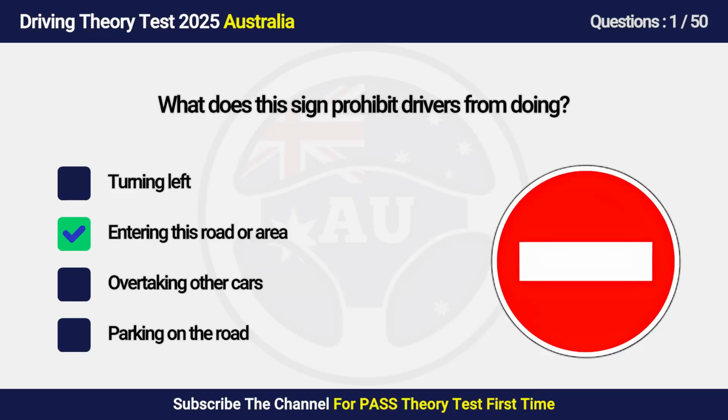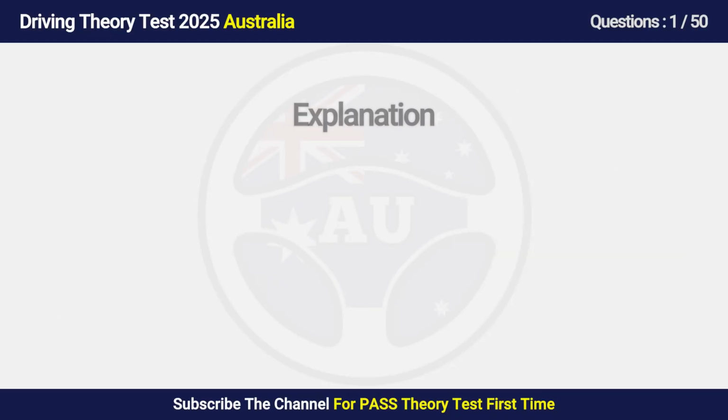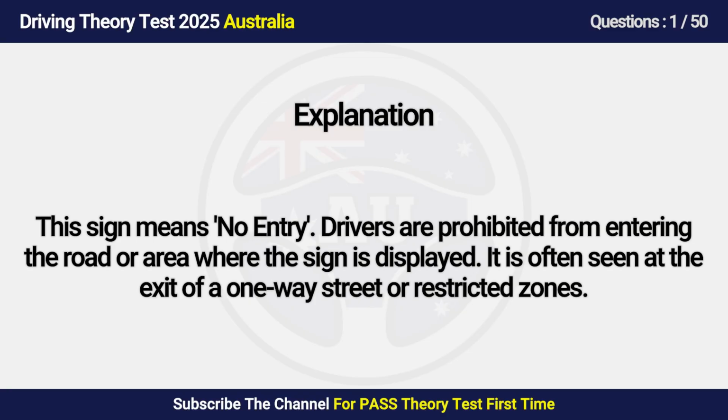Answer is B. Entering this road or area. This sign means no entry. Drivers are prohibited from entering the road or area where the sign is displayed. It is often seen at the exit of a one-way street or restricted zones.